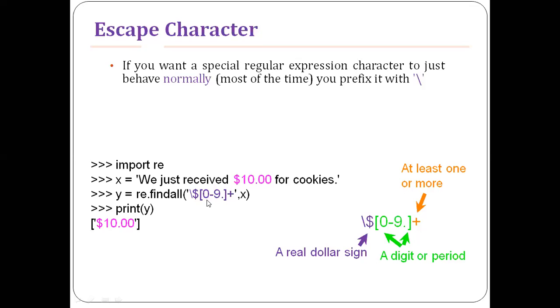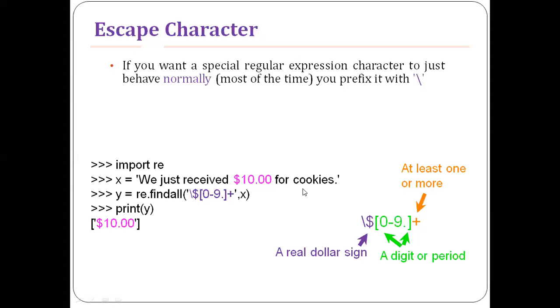So the dollar will get matched, followed by the number that you want, that is 0 to 9, followed by a dot, which is repeated one or more times. So your output looks like a dollar followed by 10.00. When you use the escape sequence before any meta character, it will lose its meaning, right? So this is at least one or more digits, followed by a real dollar sign and a digit or a period, right? So that is what it does.